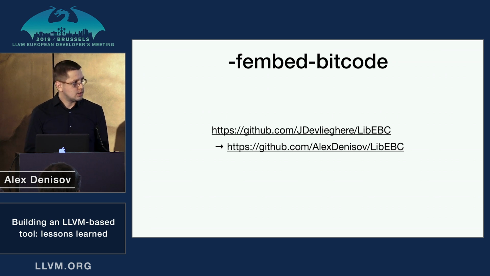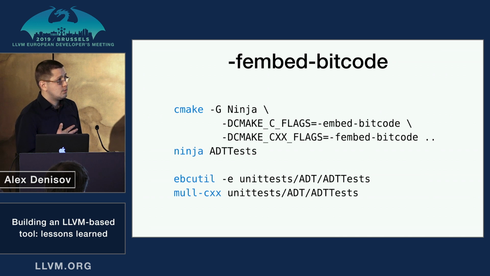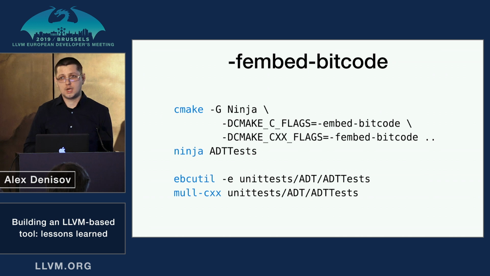So I made a fork and extended it to extract bitcode into memory so that there is no I/O step, basically. I still hope that I will at some point submit those patches so that the main repository will get all these features. But if you're interested, meanwhile, you can look at my bad code there on GitHub. This is how it works. You just provide CMake flags, C, C++, embed bitcode, and bam, you're done. It's really, really straightforward.